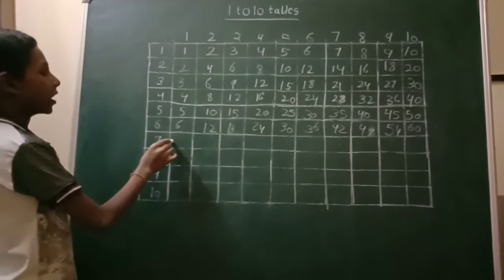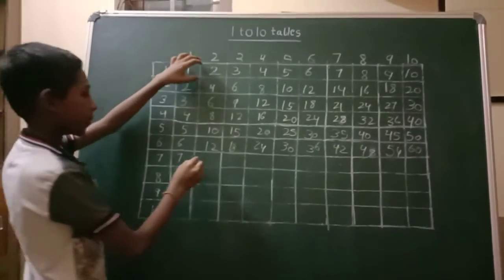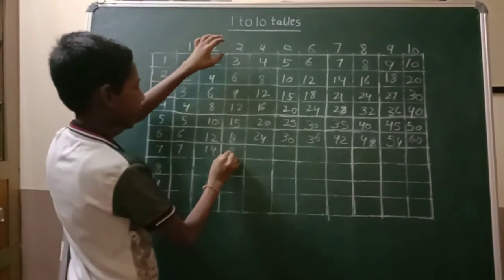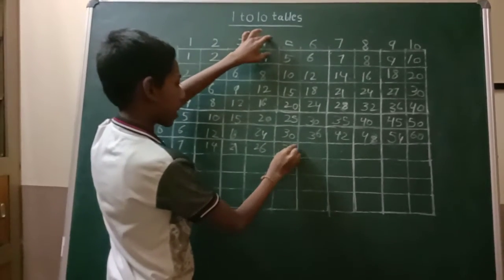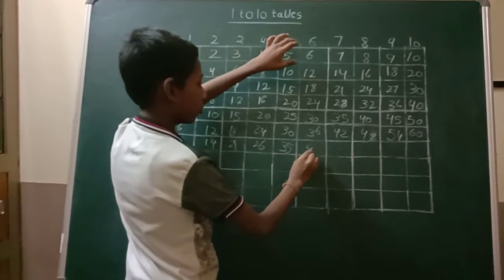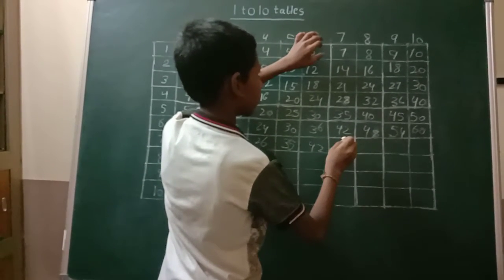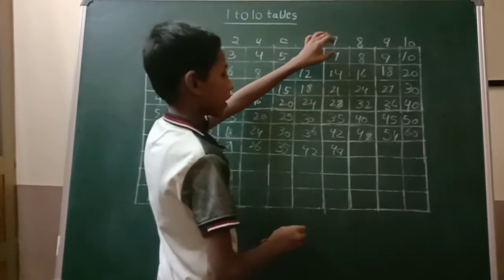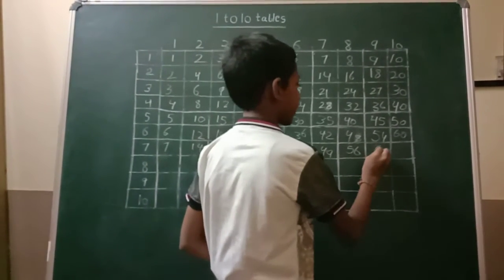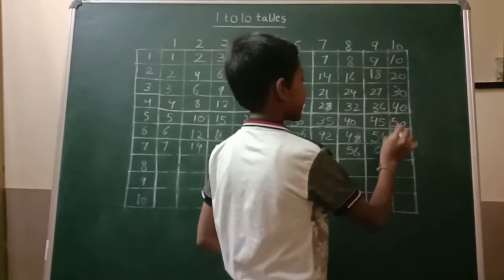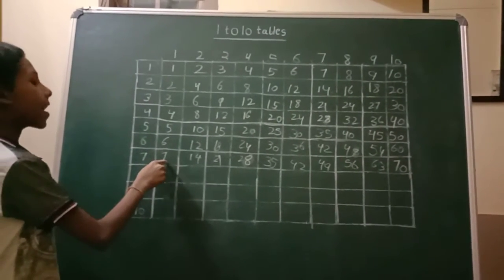I am writing table of 7. We should add heading and table of 6. 1 plus 6, 7. 2 plus 12, 14. 3 plus 18, 21. 4 plus 24, 28. 5 plus 30, 35. 6 plus 36, 42. 7 plus 42, 49. 8 plus 48, 56. 9 plus 54, 63. 10 plus 60 equals 70. We should check it is right or wrong.